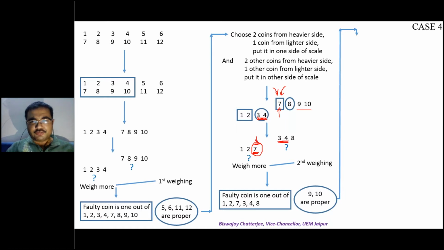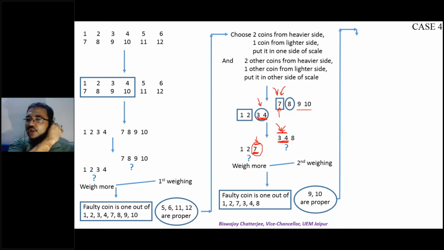If 1 out of 3 and 4 is heavier, then again 3 and 4 cannot be on the lighter side over here. So see what? 1 out of 3 and 4 cannot be heavier because here it is on the lighter side. 1 out of 3 and 4 cannot be lighter because here both of them are on the heavier side.